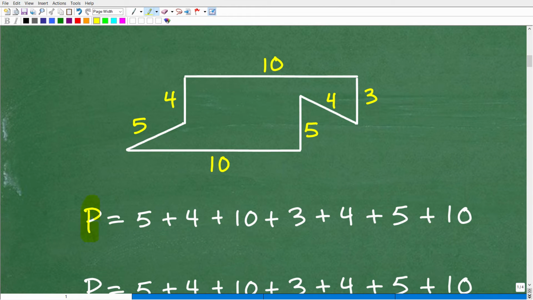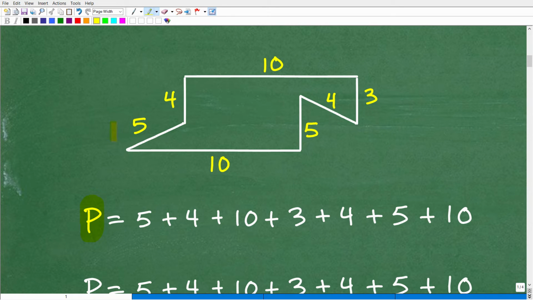Okay, so the perimeter, P, is of course the sum of all these lengths, but where do you start? It doesn't make a difference where you start. Obviously you don't want to go, oh, here's a 5, and here's a 4, and then here's a 3. Just pick a starting point and then start working your way around. So where you start is up to you.